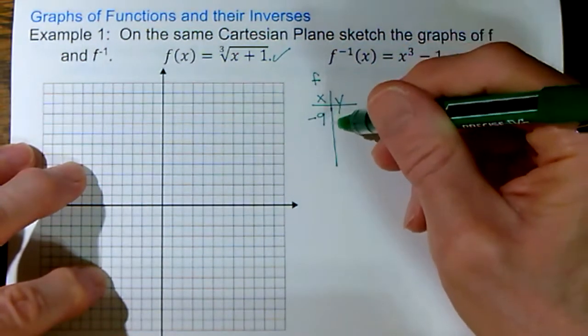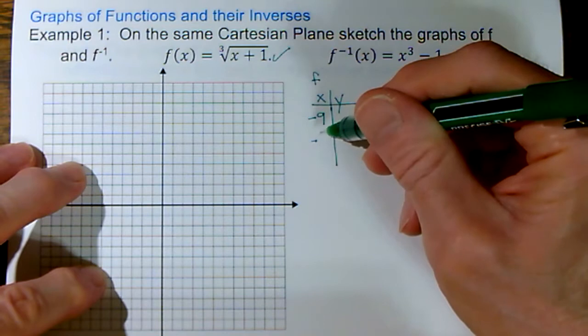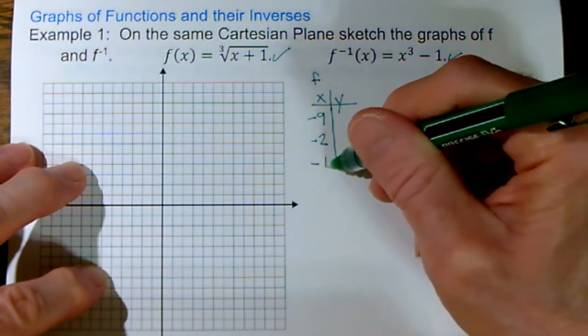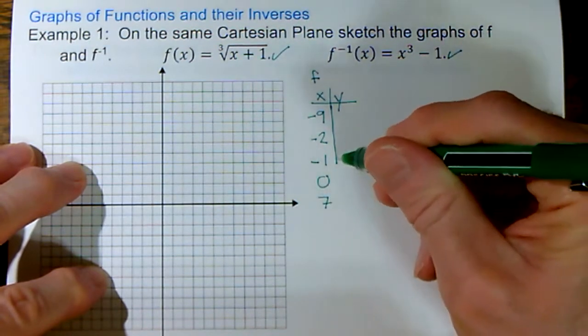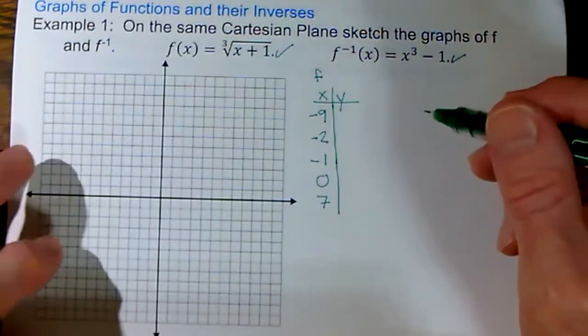I'm going to pick -9, -2, -1, 0, and 7. And you'll see why I chose those when we actually do some of the calculations here.